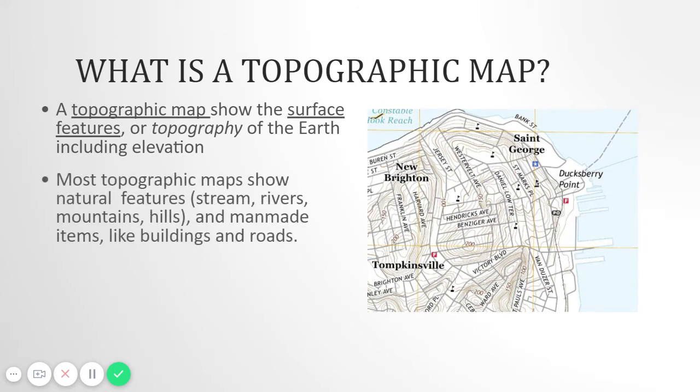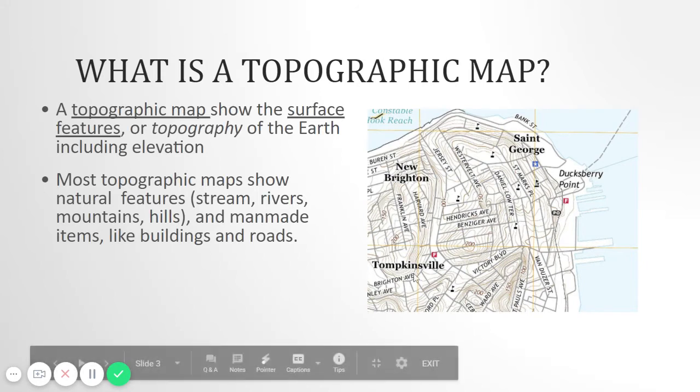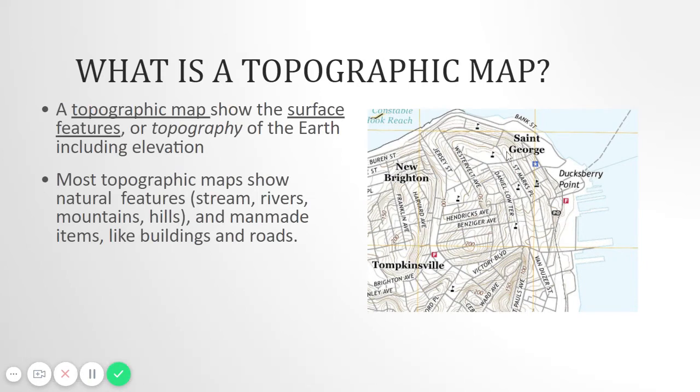Most topographic maps show natural features such as streams, rivers, mountains, and hills, as well as man-made items like buildings and roads. So you can see here on this map, we have some labeled roads here: St. Mark's Place, Daniel Terrace, St. George. So we have neighborhoods that are labeled, and then some buildings. So these little symbols here are schools. So here is McKee and here is Curtis.